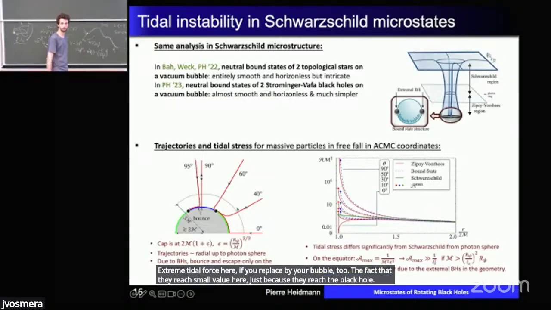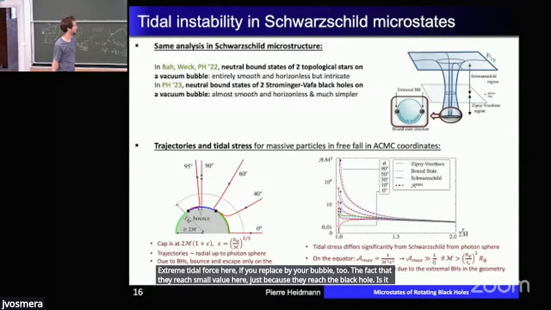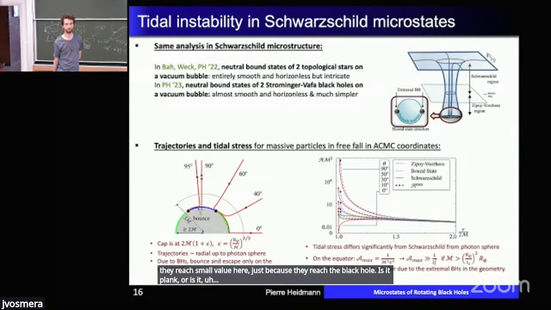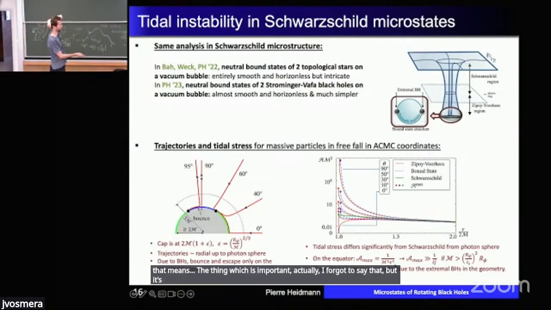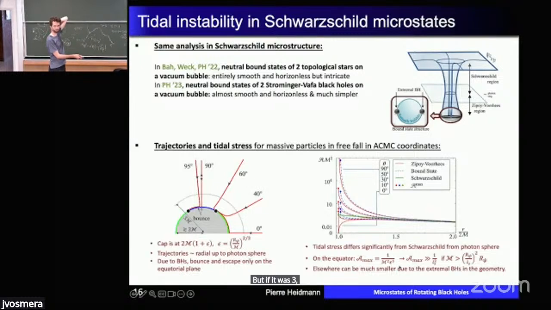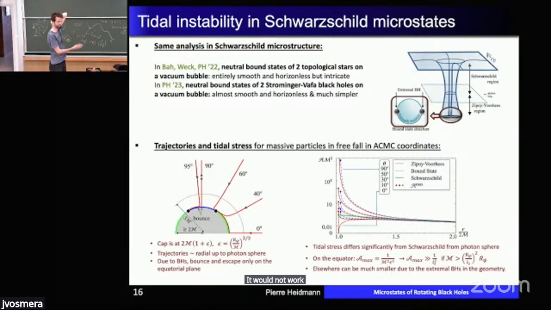What's setting the scale where you start to diverge, the string scale? Is it Planck or is it the Kaluza-Klein scale? It's the Kaluza-Klein scale. That's good, perfect. The thing which is important, I forgot to say, is that it's very huge. It's m squared times epsilon to the power 5. But if it was epsilon to the power 3, which is pretty huge also, it would not work. It would not reach string values.